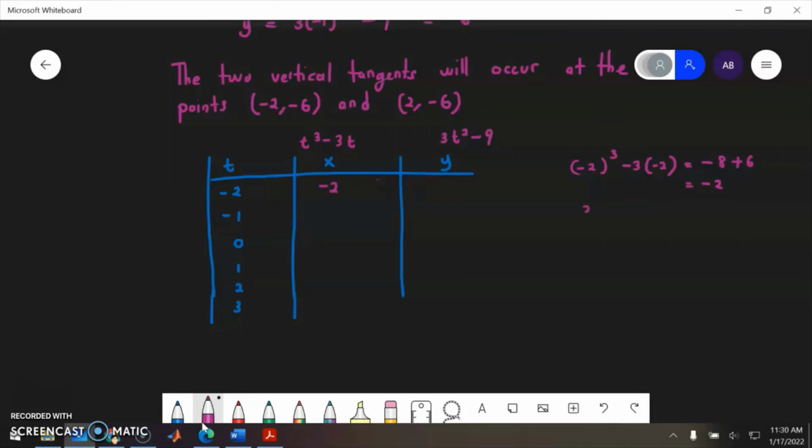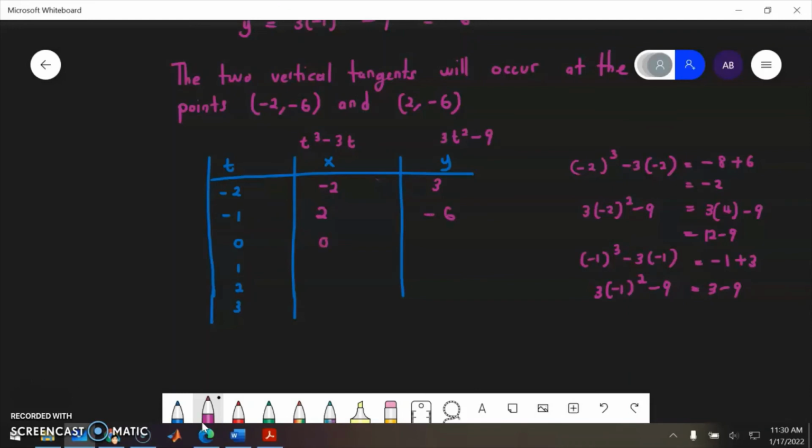And y here is 3 - (-2)^2 - 9. So (-2)^2 is 4, so 3 - 4 - 9... 12 minus 9 is 3. Okay, now t is -1. So we have (-1)^3 - 3(-1). We have -1 + 3, which is 2. When t is -1, we have 3 - (-1)^2 - 9. We have 3 - 9, which is -6.